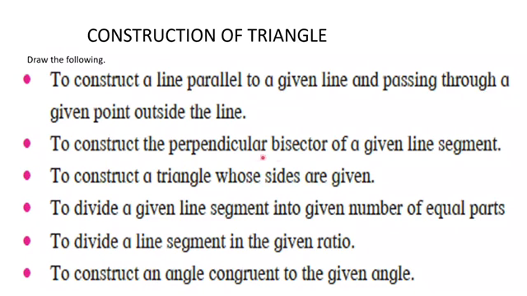To construct perpendicular bisector of a given line segment. To construct a triangle whose sides are given. Sides of your choice you have to take. To divide a given line segment into given number of equal parts. For example, you can take a line segment 6 cm and divide it into 4 equal parts.